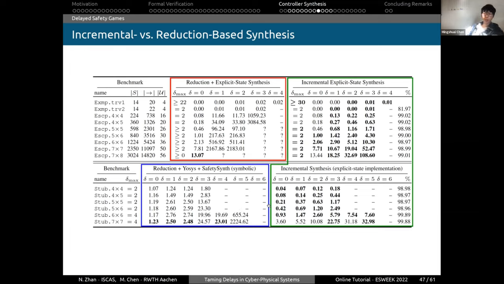What is particularly interesting is the last column here, which is the percentage of the state space that we can remove during the incremental process. Because we already know that some states are not winnable under a smaller delay, they are not winnable under a larger delay. So we can simply remove those from the state space. And this is the key reason why we are much faster than the other implementations.